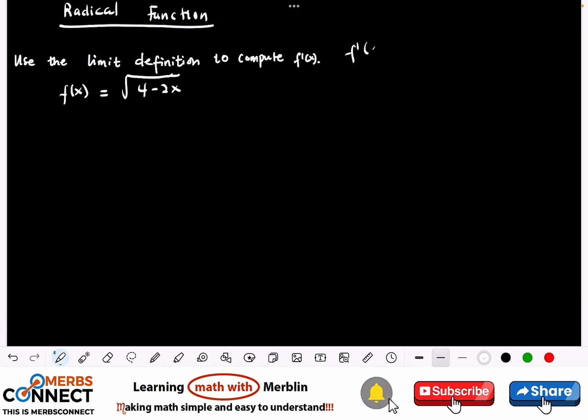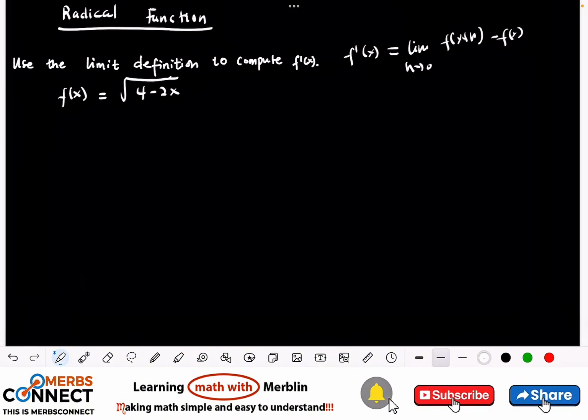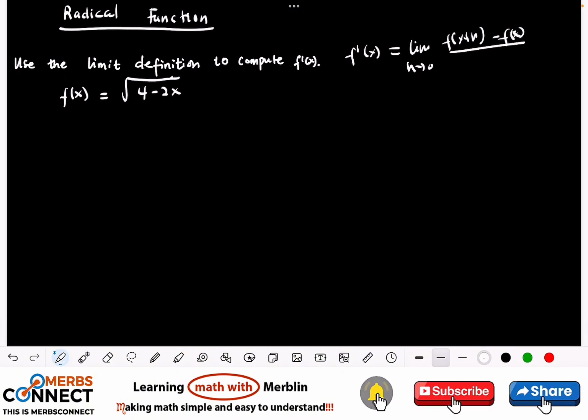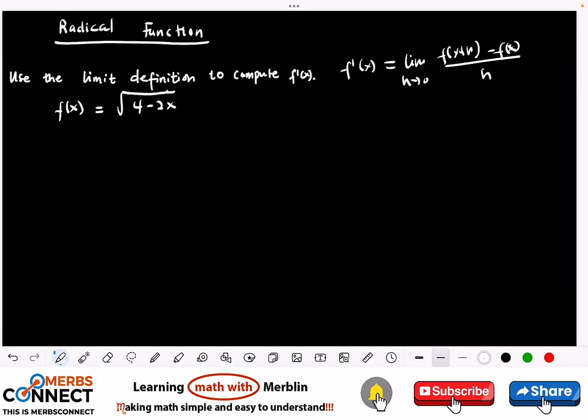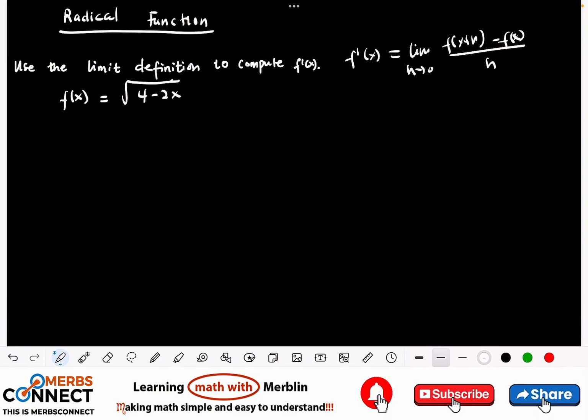F prime of x is equal to the limit as h approaches 0 of f of x plus h minus f of x, divided by h. So don't forget the limit definition, because if you forget it, it means that you cannot do this question, because we need it.